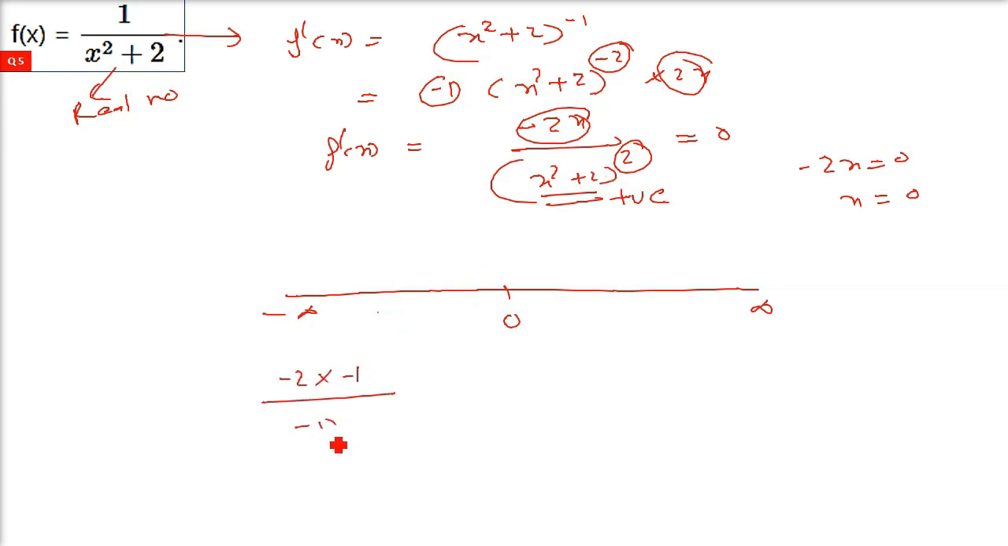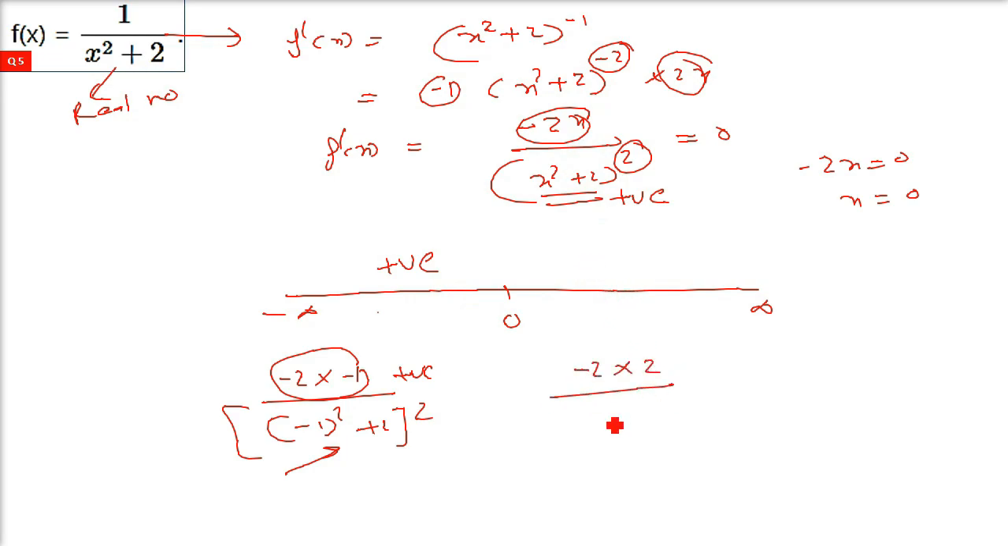So let us find out any value which is lower than 0. So I am placing negative 1 here in the f dash x. See, minus 2 into minus 1 is going to be positive, and the lower part I already told you will be positive. So any value which is lower than 0 will give you the differential as positive.